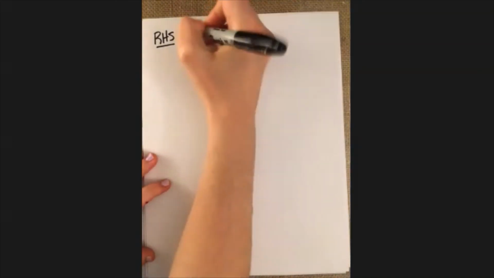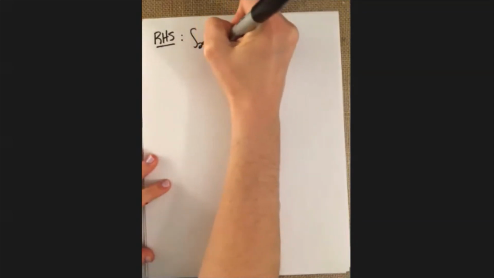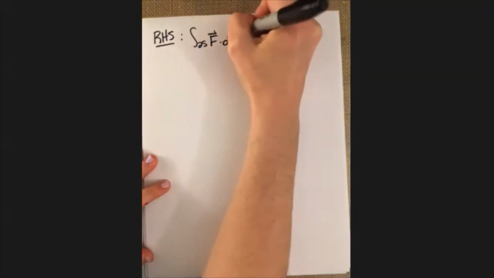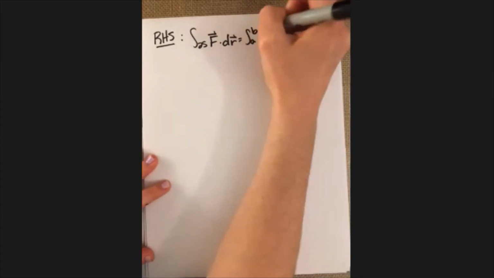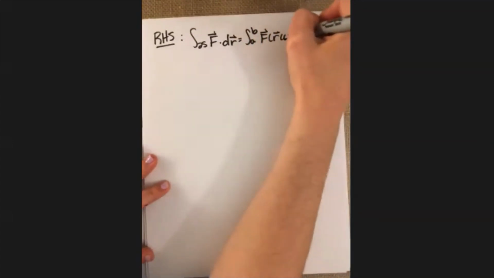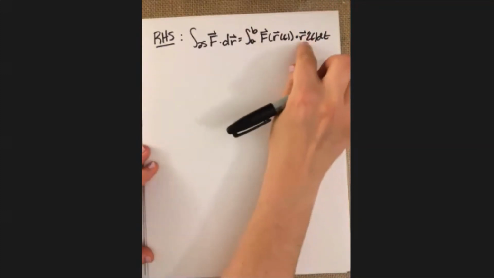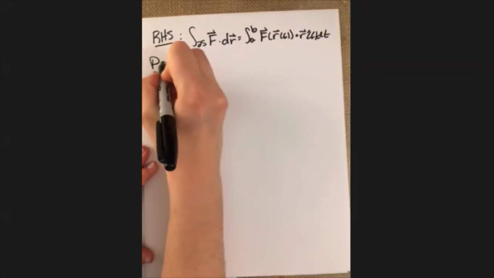I need more paper. So, okay, right-hand side. That was the integral over the boundary of S, F dot dr, equal to the integral from a to b, F of r of t dot r prime of t dt. So the first thing we've got to do is find that parameterization, r of t.